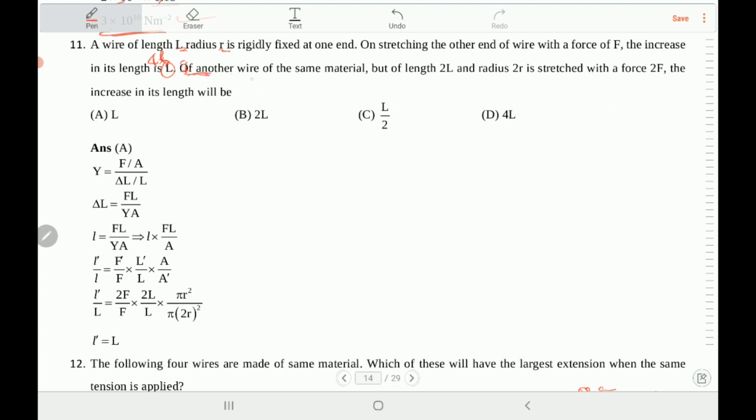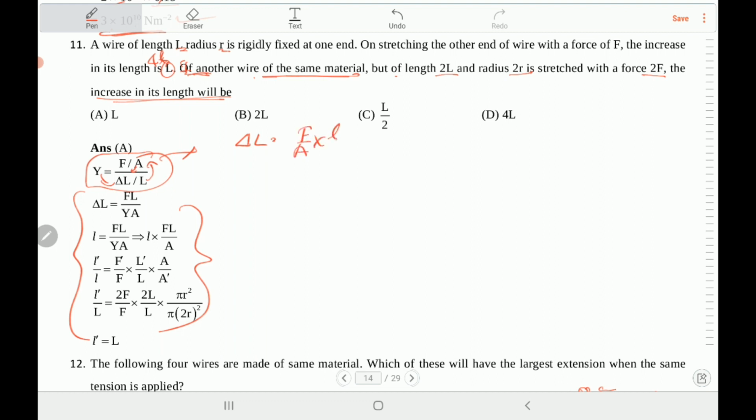If another wire of same material, Young's modulus same, but length 2L, radius 2r, force 2F, the increase in length will be. Young's modulus formula here. Can you identify this part? No, I'll show the calculation part once again. You continue from here. I'll write what is delta L. How do you write delta L? Delta L that equal to, you bring this to numerator, this A to denominator, Y to denominator. So it becomes F divided by A into L divided by Y. L by delta L that equal to Y.